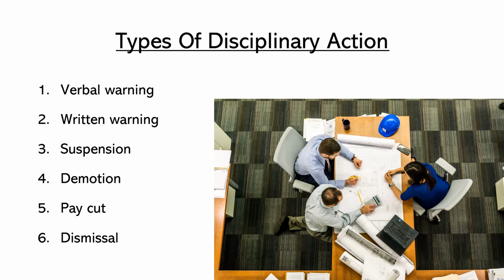Next one, pay cut. Now this is a very demoralizing punishment, but still it is one of the actions taken by management. His pay will be reduced. And the last one and the ultimate one is dismissal. This is the ultimate disciplinary punishment that could be given to any employee. It should be used only when a very serious offense is there, and only if all other punishment methods have failed, this punishment can be given.